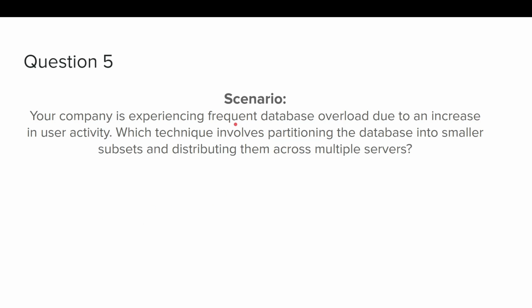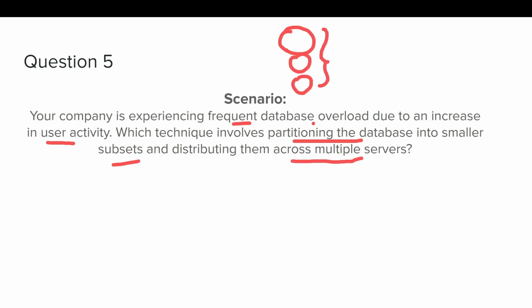Your company is experiencing frequent database overload due to an increase in the user activity. Which technique involves partitioning the database into smaller subsets, and distributing them across multiple servers? So this issue is something similar to when we had the web servers. We tried to have multiple servers, and that term is called horizontal scalability. We're increasing the number of servers when there was an increase in the traffic.